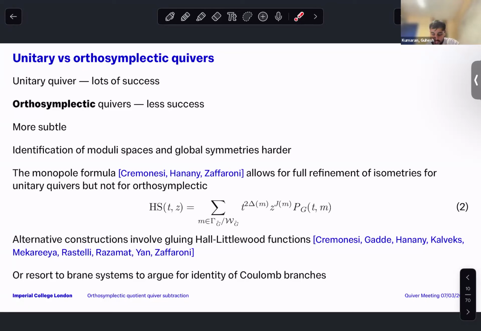However, there are some alternative constructions if you want to really push for refinement, including gluing together Hall-Littlewood functions. Or if you're lucky, you have a brane system, and then you can argue for the identity of a Coulomb branch that way.